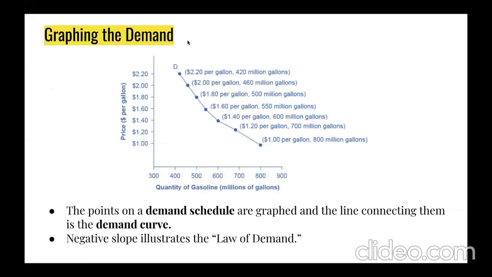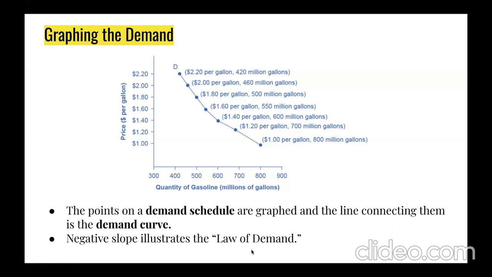So let's talk a little bit more about graphing the demand curve. The points on a demand schedule are graphed, and the line connecting them is the demand curve, just like we saw on that other graph. So this one is, it looks like the quantity of gasoline that we sell at different prices. So the same thing, this first point, this is if we set the highest price at $2.20 per gallon. Isn't that funny? This must be pretty old. That's the highest price. And at that price, we would sell 420 million gallons.